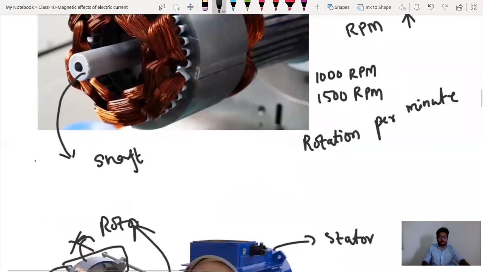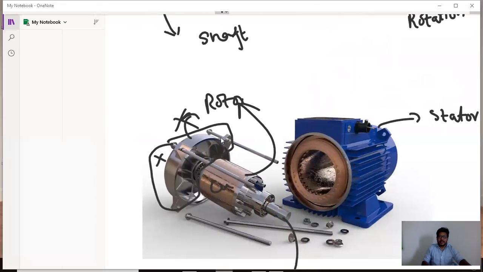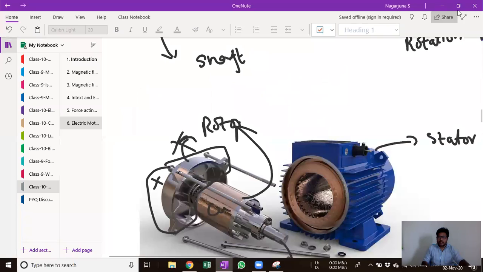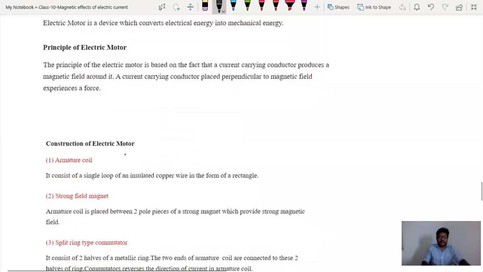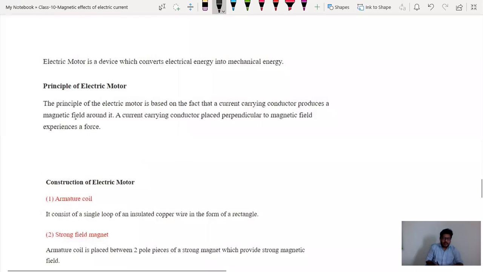Moving forward, we'll see a definition of motor and parts present in motor. So first we'll see what is an electric motor. If they ask you what is an electric motor, if the question is for 1 mark, what answer you have to write? Electric motor is a device which converts electric energy to mechanical energy.